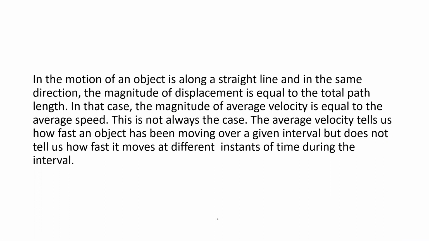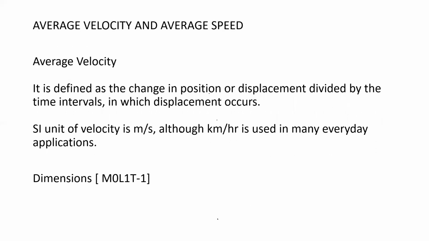So here they are saying, if the motion is along a straight line, then the magnitude of displacement and distance will be the same. In that case, the average velocity and average speed will also be the same. But this is not always true. The average velocity tells us how fast an object has been moving over a given interval, but it does not tell us how fast it moves at a different instant of time during the interval. So this is how we can define the difference between speed and velocity, right?